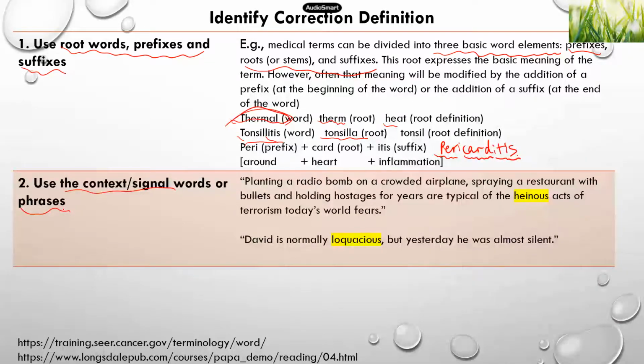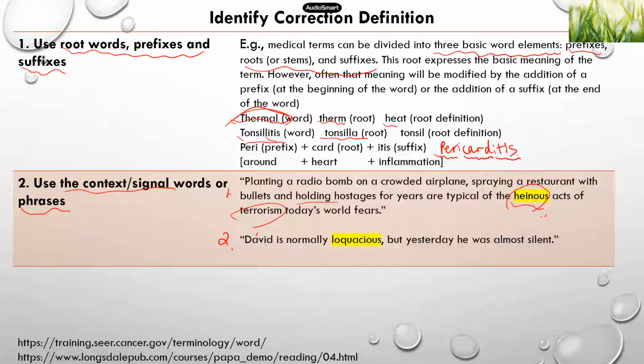Now, second is use context, signal words, or phrases. I have some examples here. I highlighted the word that I want you to guess. So the first word is heinous. Planting a radio bomb on a crowded airplane, spraying a restaurant with bullets, and holding hostages for years are typical of the heinous acts of terrorism today's world fears. So, you can tell that this sentence describes some of the acts done by terrorists. And based on the context of the sentence, you can probably tell that heinous is something bad. It definitely has that negative association with it.